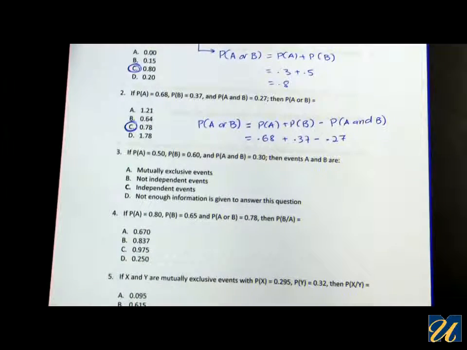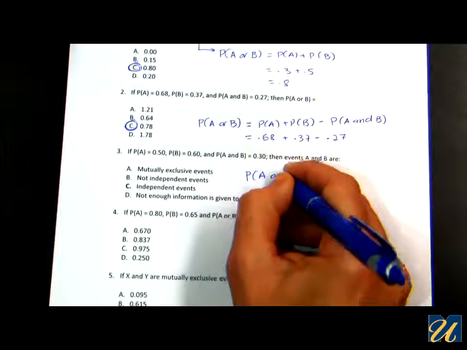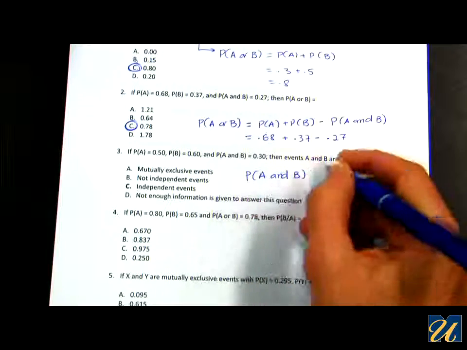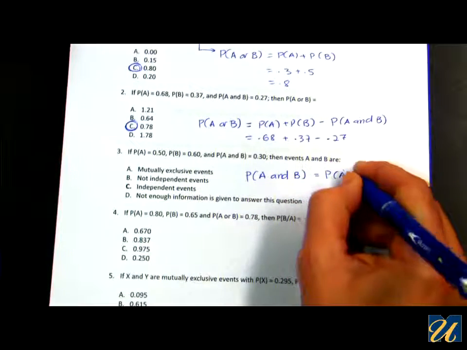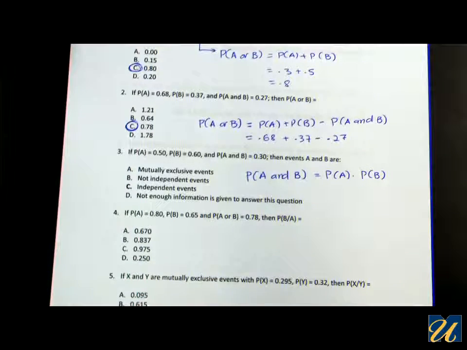Now, for the third one, if probability of A is equal to 0.5, probability of B is equal to 0.6, and probability of A and B is equal to 0.3, then events A and B are? If we check that the probability of A and B is equal to probability of A times probability of B, then the two events are independent events.